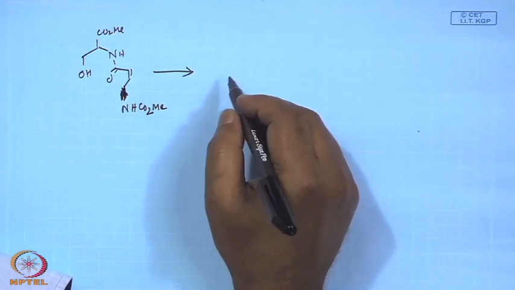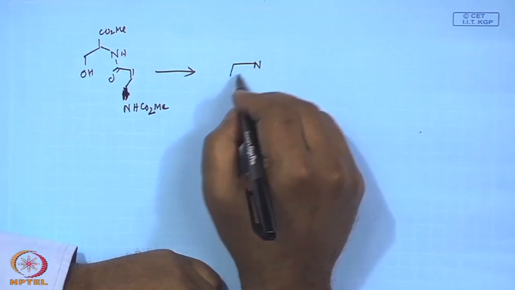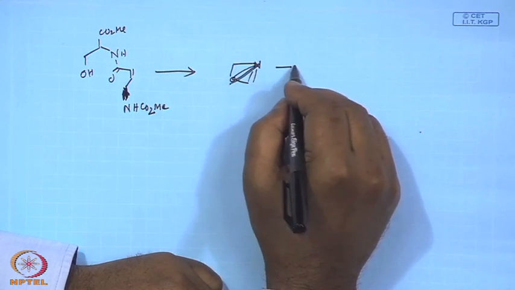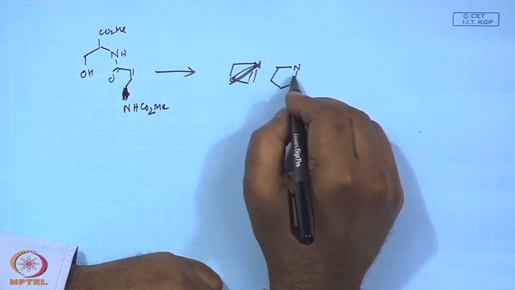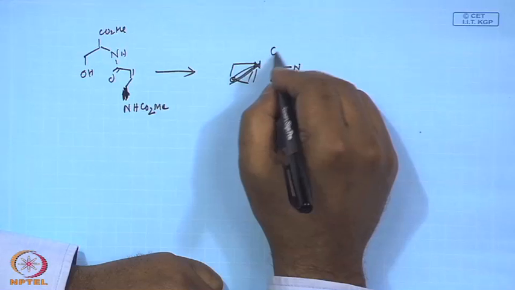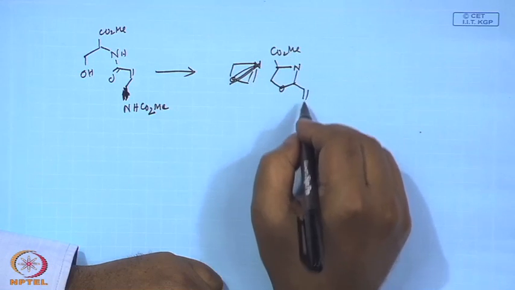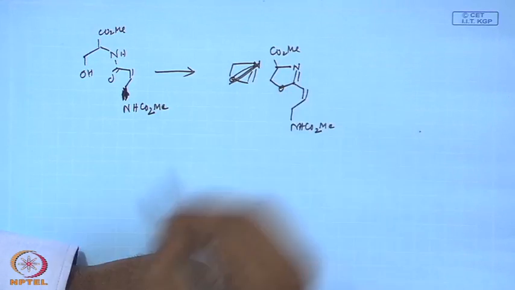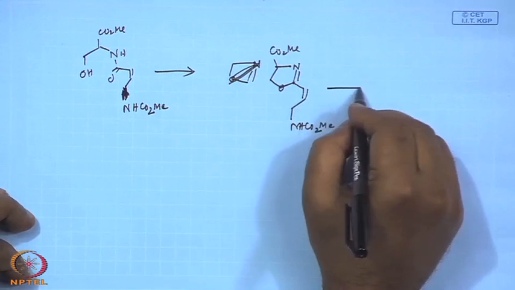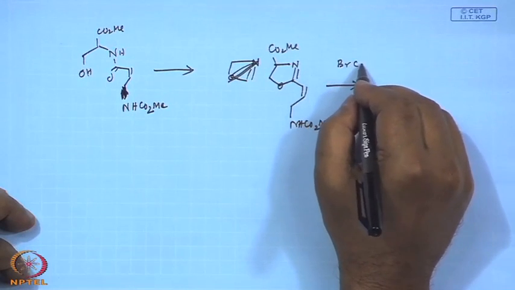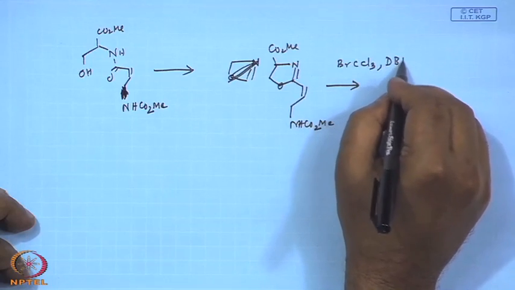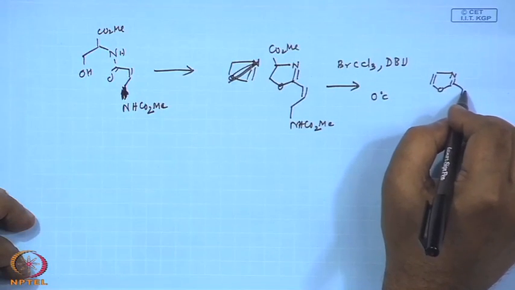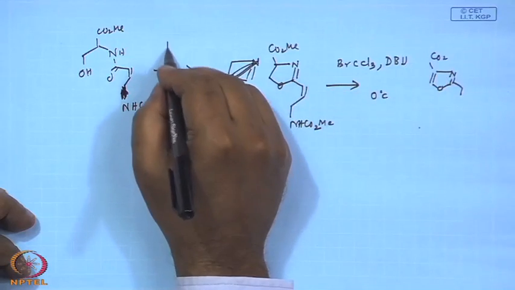But the Burgess reagent is so unique. It will form this oxazoline here, and the ester, and the rest of the things remain as they are without any problem. You can get to these oxazoline systems here. And then you have to introduce a double bond. So, what do you have to do? You use bromotrichloromethane and DBU, and this reaction is done at 0 degree centigrade to give the corresponding aromatized one. I will not write the rest of the things. So, you can use Burgess reagent.